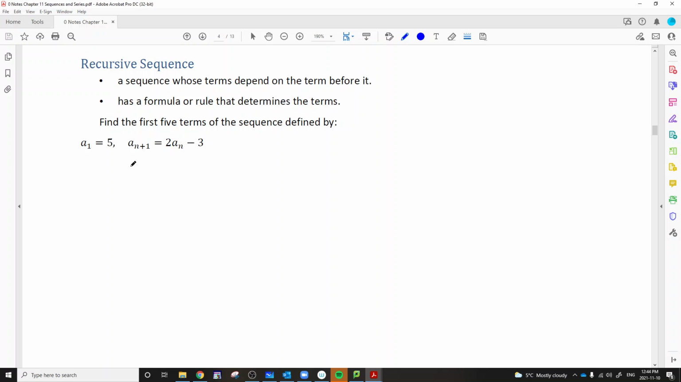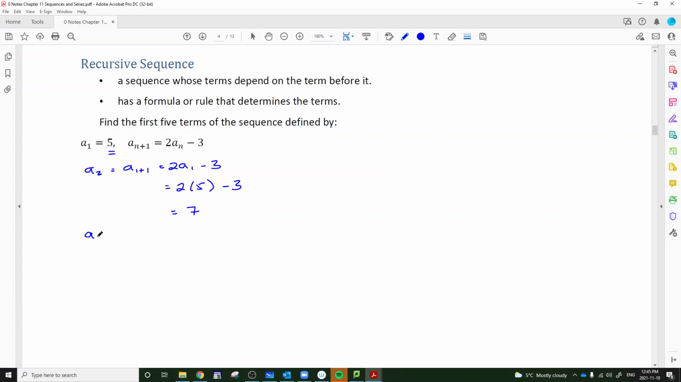So if we look at what happens when we put in n is 1, you end up with an equation that says a to the base 1 plus 1, which is really just a2. In other words, the second term is found when you put in n as 1 and it's based off of the first term. So the second term is going to equal 2 times the first term minus 3. They'll always give you the first term, so if you put in that the first term is 5, then you will get that the second term is 10 minus 3, which is 7.